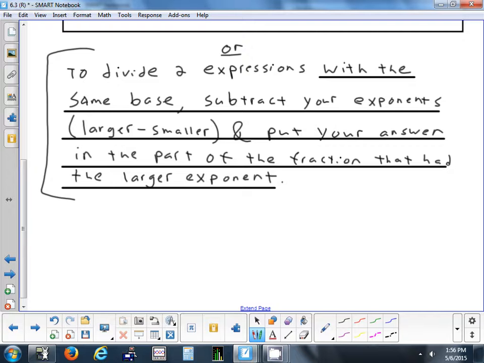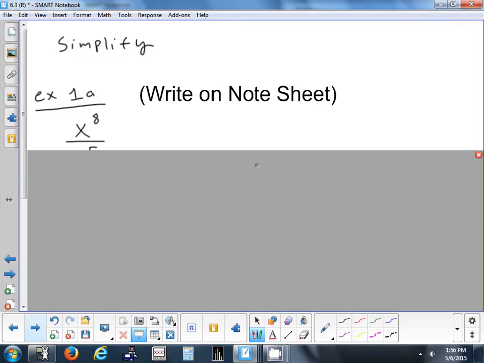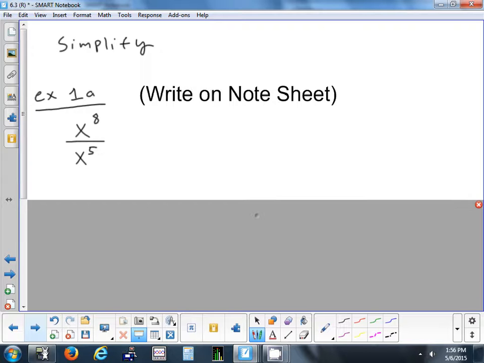Does everybody have this? Good. Don't get overwhelmed by this, because remember, tomorrow's a review day. Nothing new tomorrow. Tomorrow is all review, as long as we get through today. I'll go through that. So guys, this one's on your note sheet. That's example 1A in that box on your note sheet.